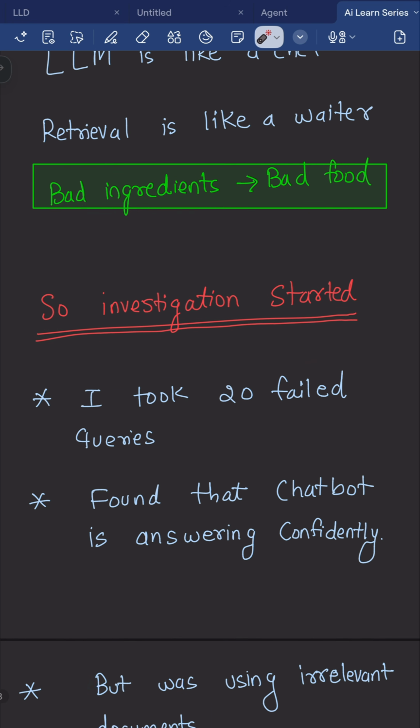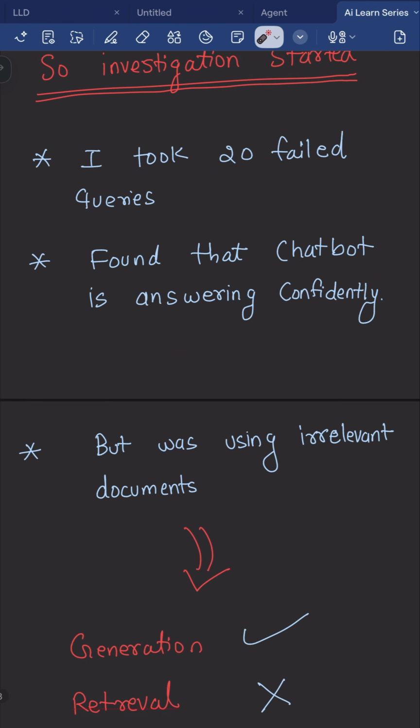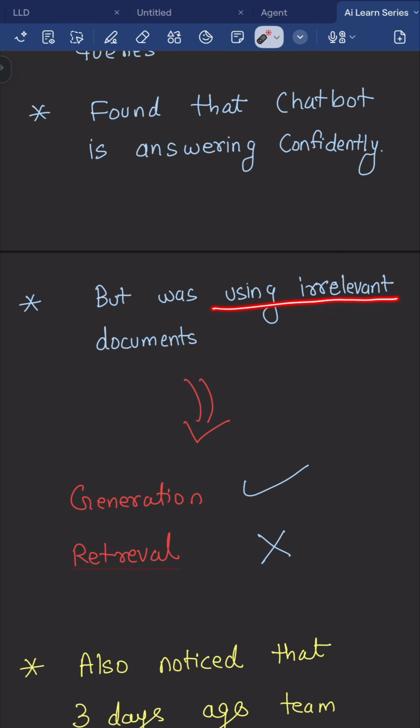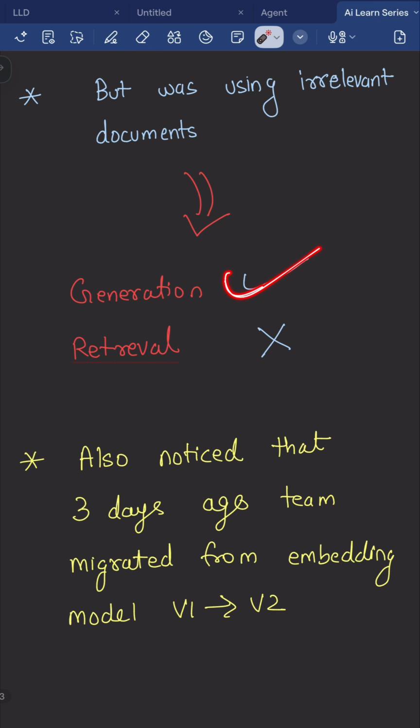Simple. So what I did, I took the 20 failed queries and found out that the chatbot was answering confidently, but was using irrelevant documents. So it was answering confidently, but using irrelevant documents, which means generation was right, but retrieval was wrong.